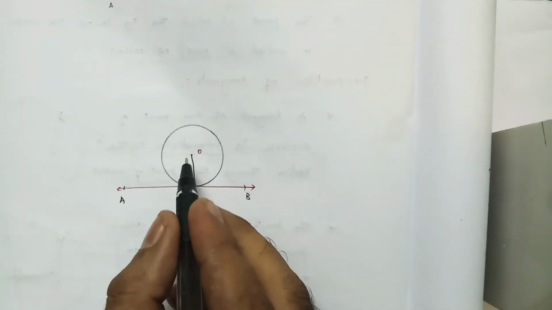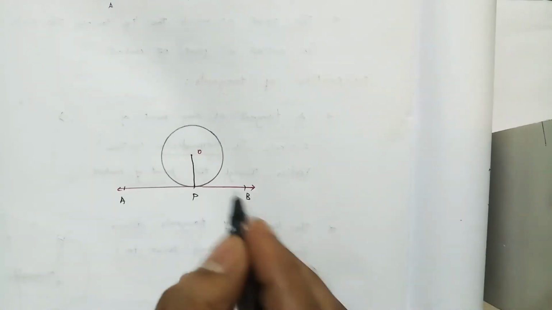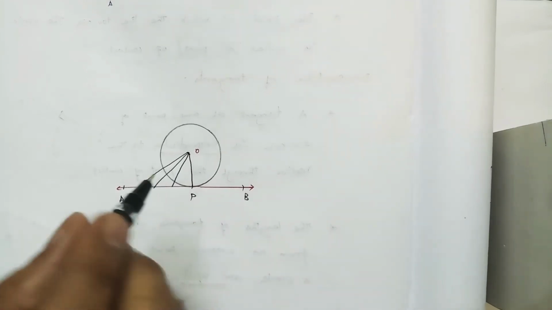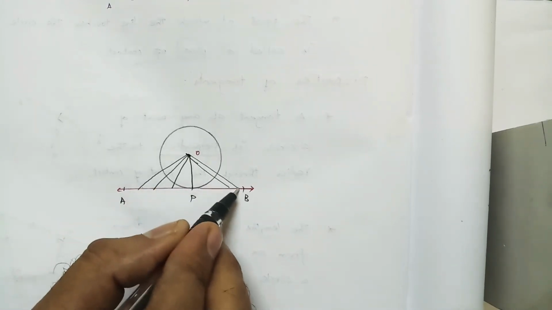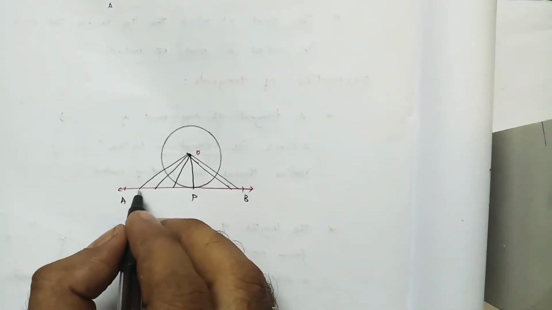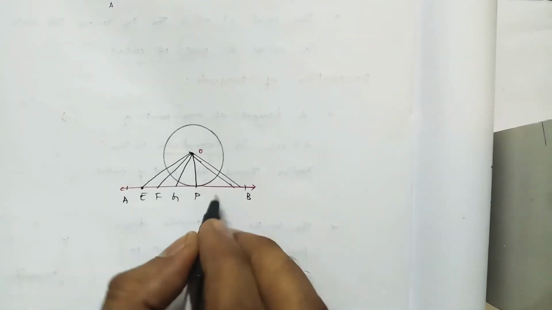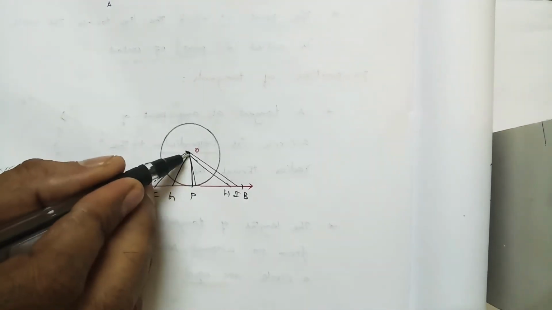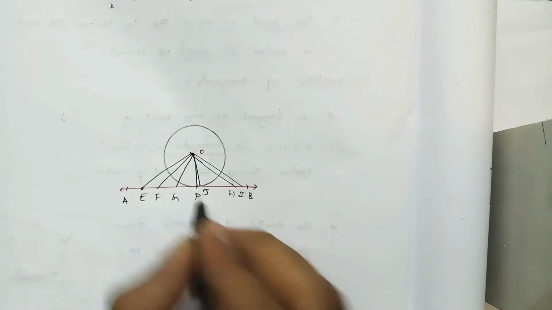Now I'm drawing line segments from the point O to the line AB. We can draw so many line segments from the point O to AB. Here I'm naming the points: from the point O to E, F, G, H, I, likewise. I'm also drawing line segments closer to the point P, naming them H, I, J.